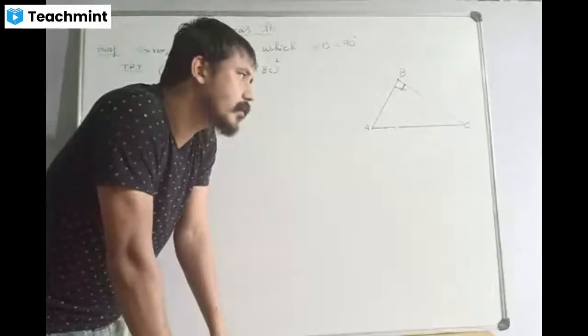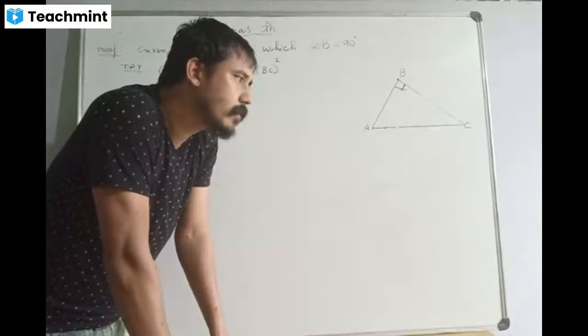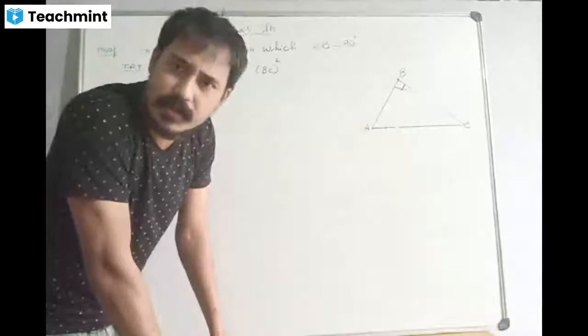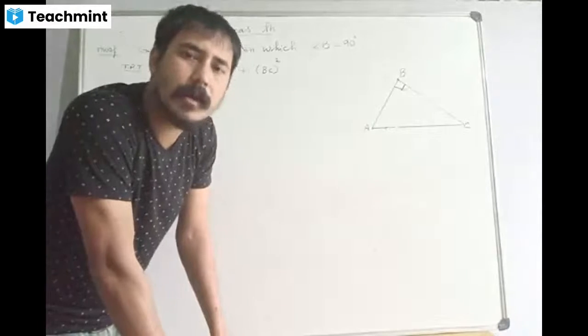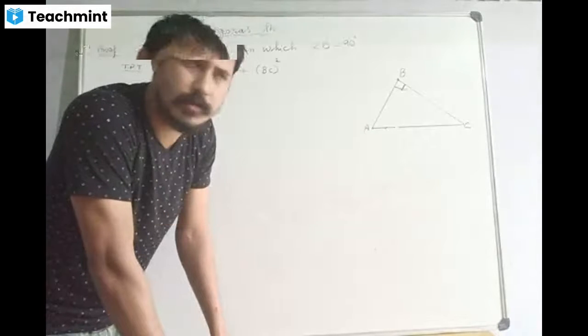Now, in order to prove this, what is given is not enough. So what I'm going to do is draw something apart from what is given. That will be your construction. What is given is not construction.